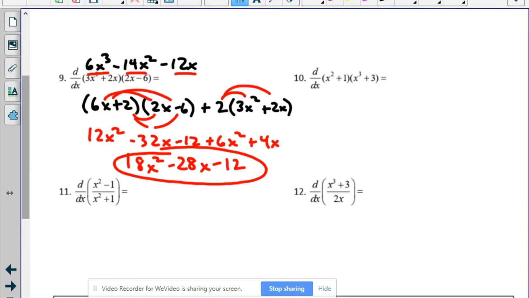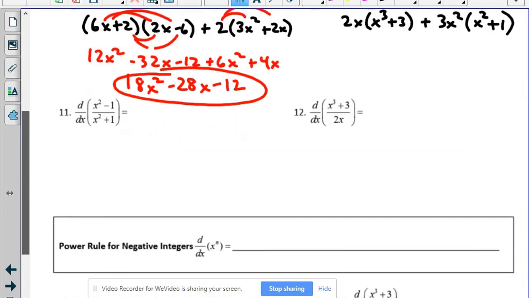So in number 10, again, we're practicing the product rule. So I'm going to take the derivative of the first, which is 2x, times the second, which is x cubed plus 3. I'm going to add that to the derivative of the second, which is 3x squared, times the first part, which is x squared plus 1. I'm not going to simplify at the moment because I have a long way to go in this video still.